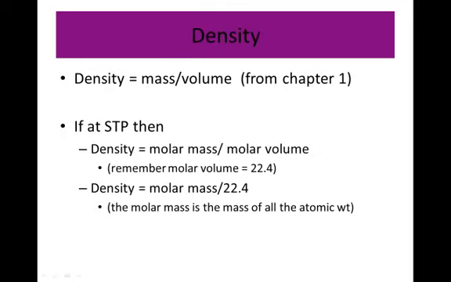We're also going to be using that molar volume to find density. So we know from chapter 1 that density is mass divided by volume. We're going to change this a little bit. If we're at STP, then this equation becomes density equals molar mass divided by molar volume. Remember that molar volume is 22.4. So that means density equals molar mass divided by 22.4. And the molar mass is the same as when we add up the mass of all the atomic weights.